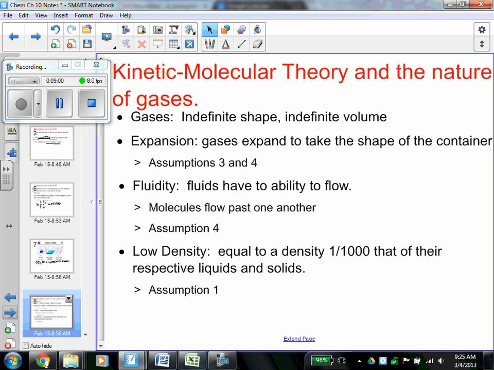Gases are also fluids. They have the ability to flow. Some gases are dense and can actually flow downhill. Carbon dioxide is known to be a little more dense, and we notice there is a greater capacity of carbon dioxide at lower elevations, especially lower altitudes. That has to do with molecules moving past one another, which is assumption 4. Gases also have a low density, about 1/1000th that of their respective liquids and solids. We've already addressed this. That was assumption 1.